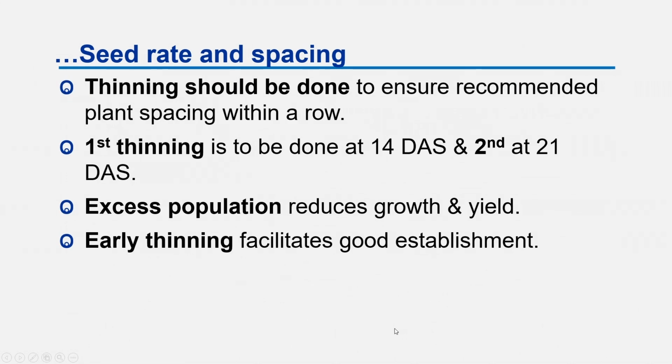Thinning should be done to ensure recommended plant spacing within a row. First thinning is to be done at 14 days after sowing and second at 21 days after sowing. Excess population reduces growth and yield. So we need to have the optimum population. Early thinning facilitates good crop establishment.